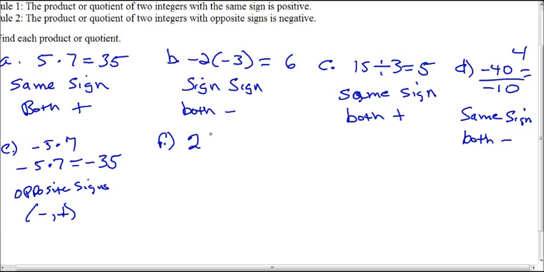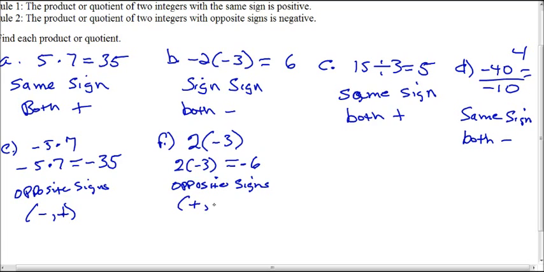This is multiplication. Positive 2 times a negative 3. Well, I know that 2 times 3 is equal to 6, but opposite signs, one positive, one negative. So my product, okay, will be negative. Opposite signs, one positive, one negative.